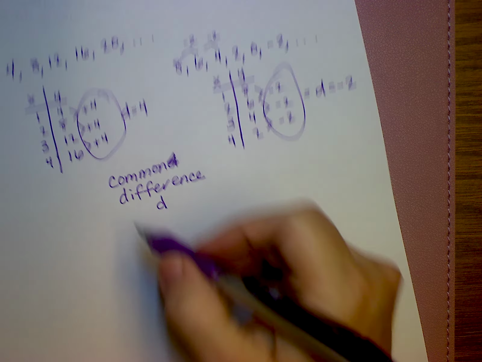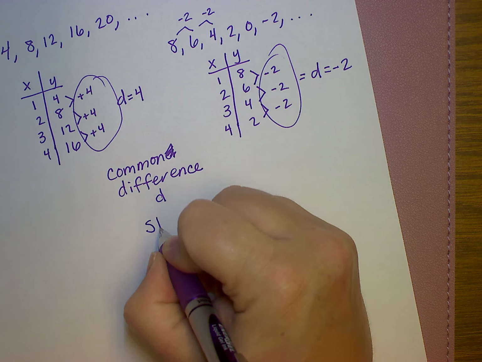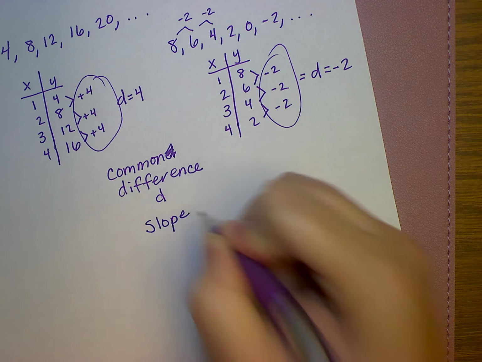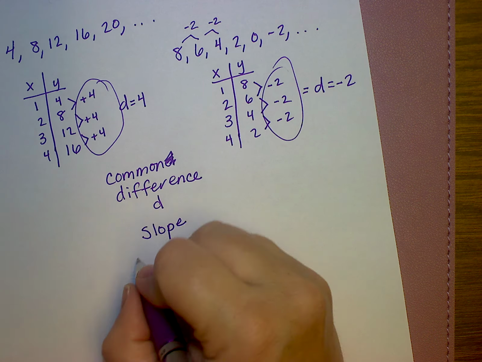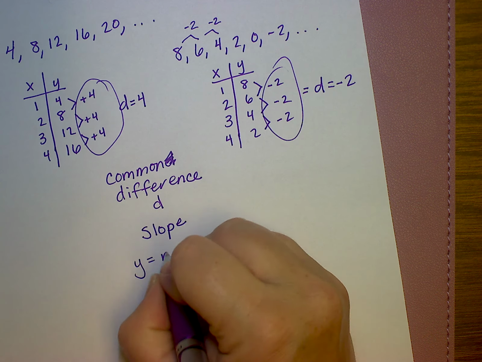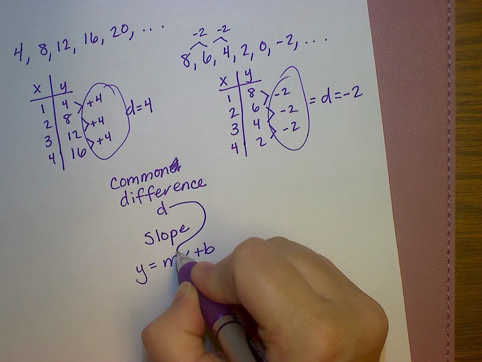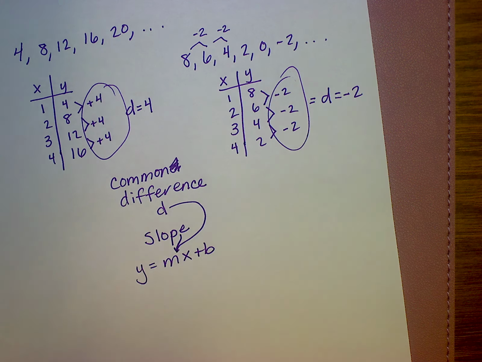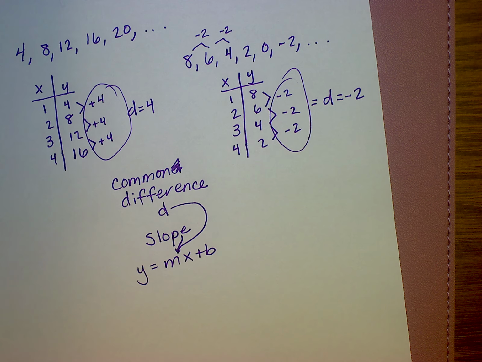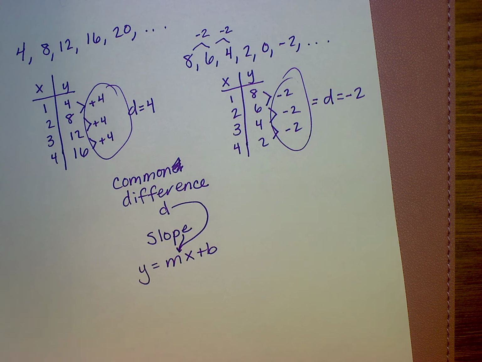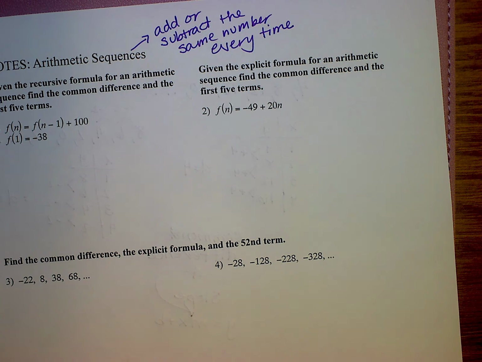So our D value is also our slope. So when we're talking about an equation kind of like this, D is our slope. Okay? So let me turn this over.